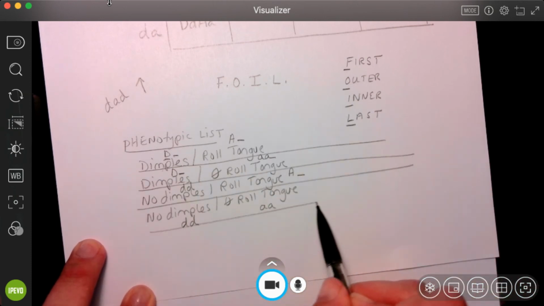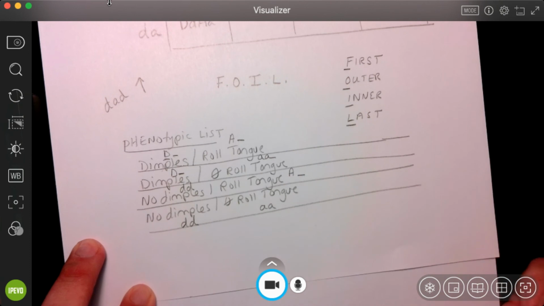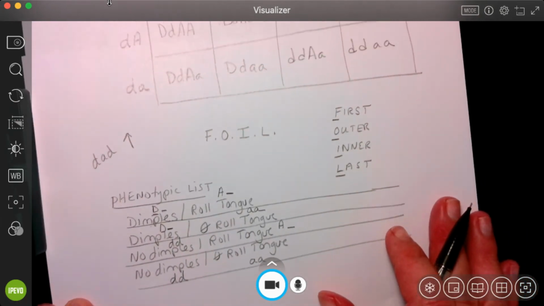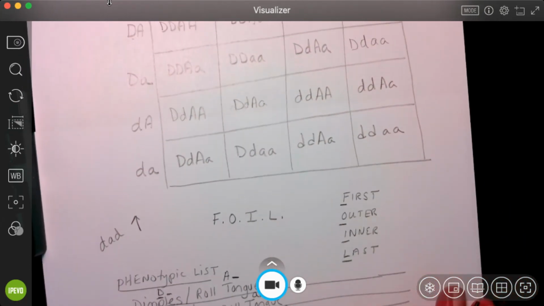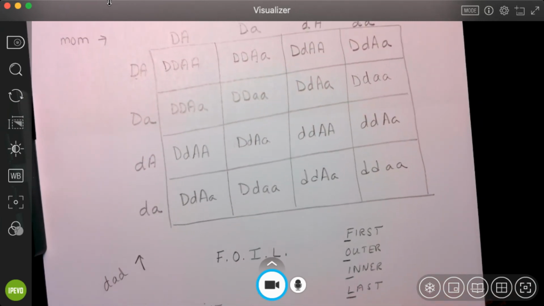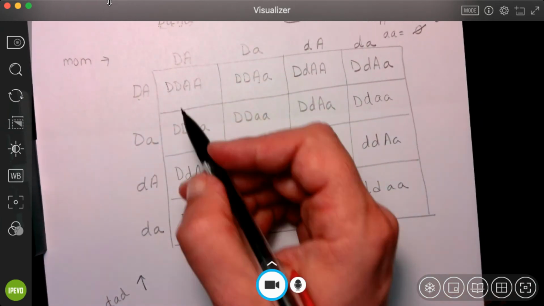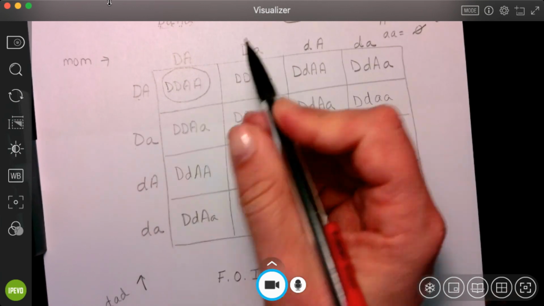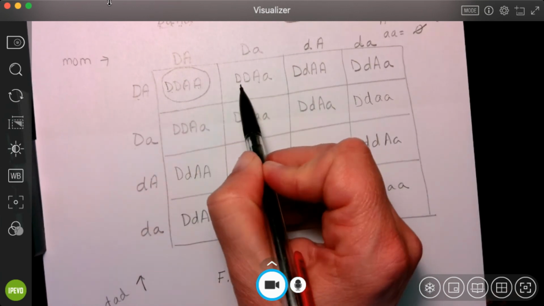So, dimples and rolling your tongue. We're looking for anything that has a big D and a big A. Looking back at our Punnett square, I'm looking for anything that has at least one big D and one big A, and I'm going to circle it. One big D at least and one big A. One big D, and it also has one big A.